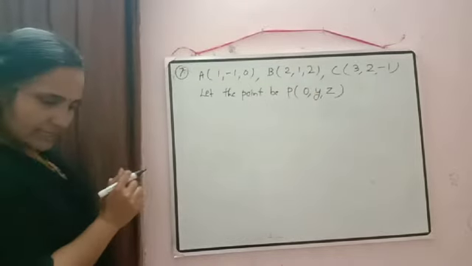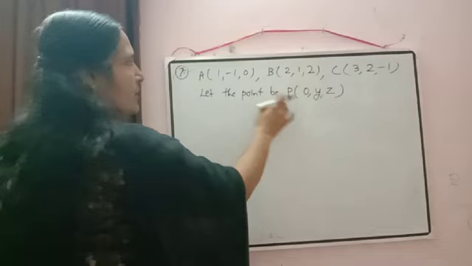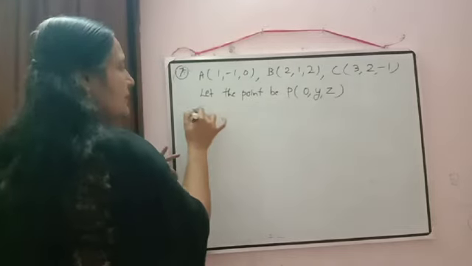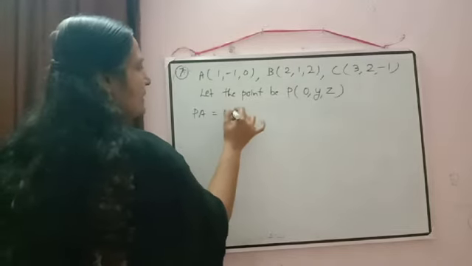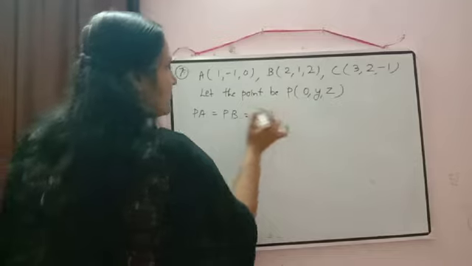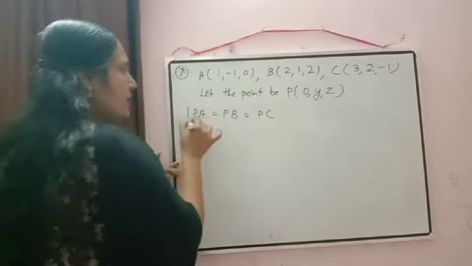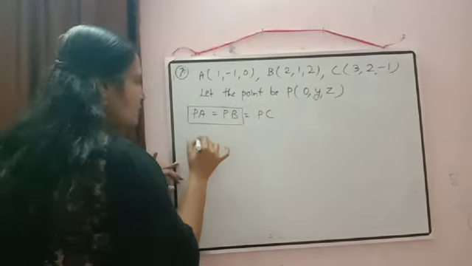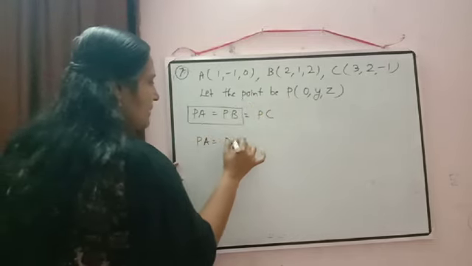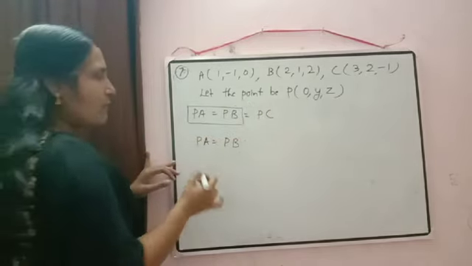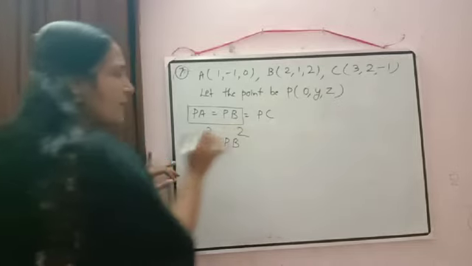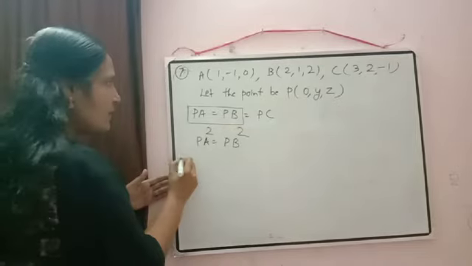Now what is the relation given? Yes, all these distances are equal. It means PA is equal to PB is equal to PC. This is the relation given. So first we can take these two. PA is equal to PB. I am taking first. Again, to avoid the square root, squaring both the sides. Now what will come?